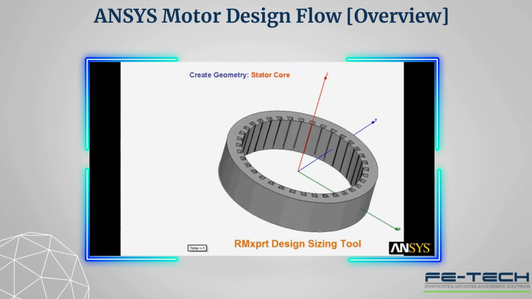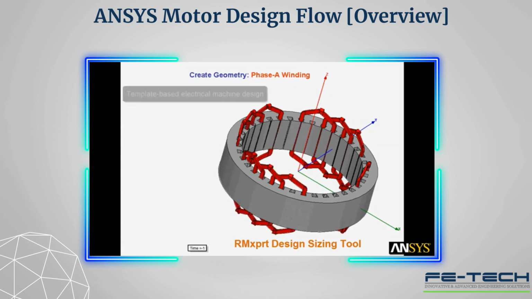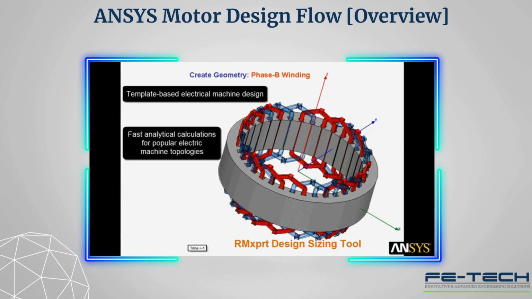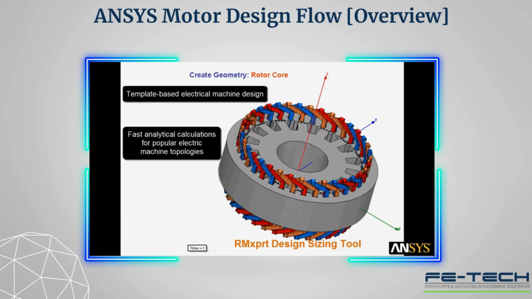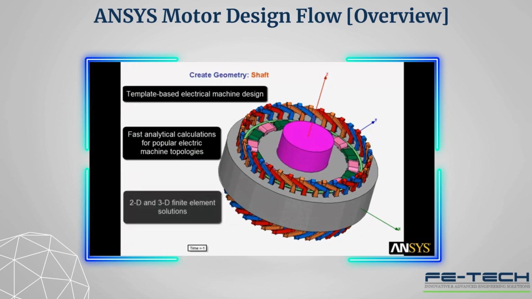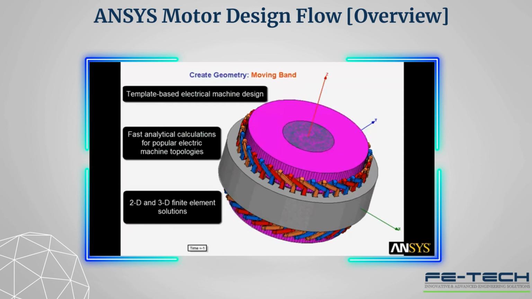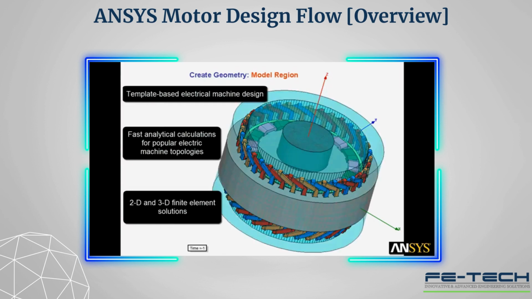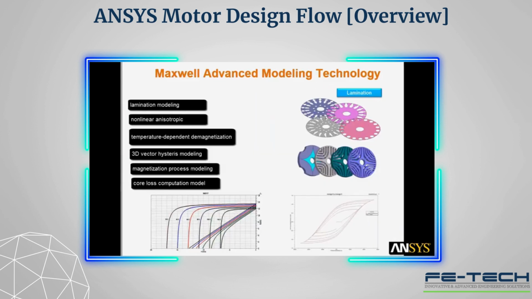The first step in the flow is to apply the Ansys RMxprt design sizing tool. RMxprt is a template-based electrical machine design tool that provides fast analytical calculations of machine performance to allow engineers to zero in on an appropriate design. You can select from many motor types and create custom designs to your specifications quickly. It then creates ready-to-solve 2D and 3D models for detailed transient finite element calculations in Ansys Maxwell.